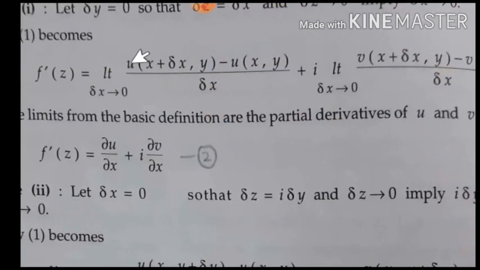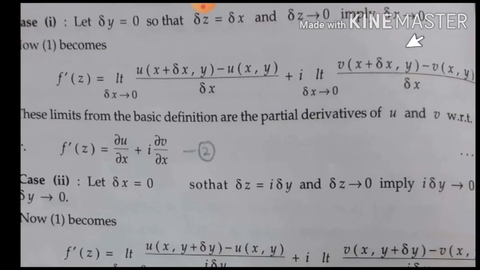Observe that function: a small increment is taken with respect to x, minus the function, divided by the small increment. So the increment with respect to x is done. Hence it is a partial derivative, since two independent variables are there. It is the definition of the partial derivative of u with respect to x. Similarly, this is the definition of the partial derivative of v with respect to x.